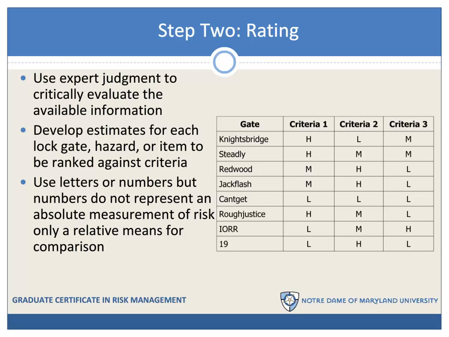When uncertainty is present, rating will sometimes require using expert judgment to critically evaluate the available information. The assessors develop estimates for each lock gate, hazard, or item to be ranked against each criterion. Here we use letters as ratings because they do not represent an absolute measurement of risk, but only a relative means for comparison. Letters also tend to prevent readers from trying to do math with numbers that do not possess normal numerical qualities.